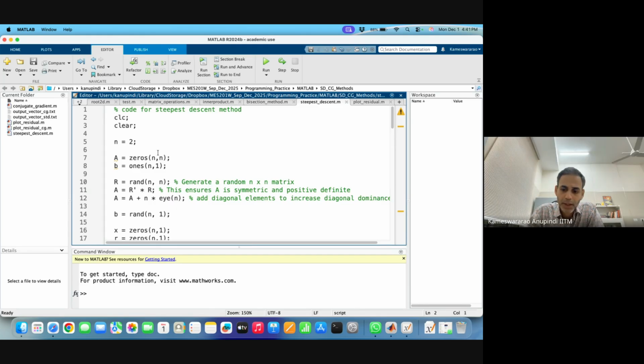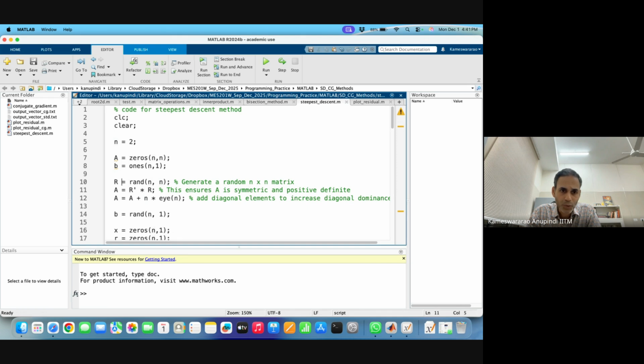Very visible. Okay. So this is the same steepest descent method code that I showed you in the last class, but I made some small changes so that I can run it at different sizes of the matrix. I have set n equals 2, so here I'm looking at a 2 by 2 system. A equals zeros of n by n, a 2 by 2 zeros matrix, and then B is ones.